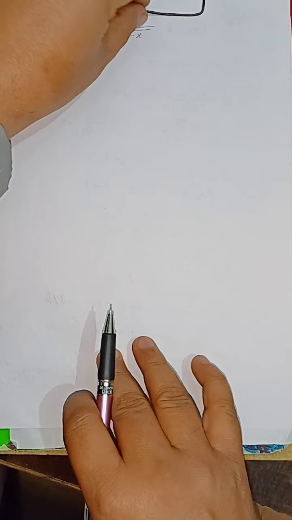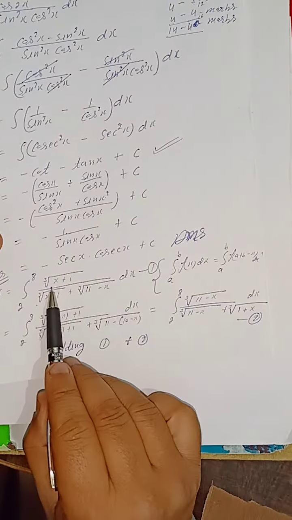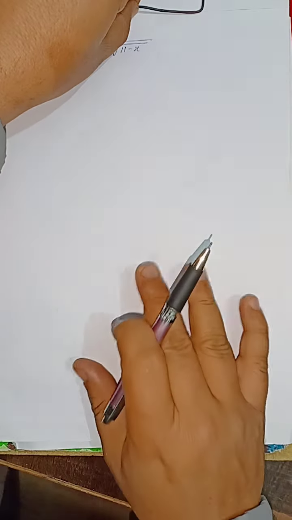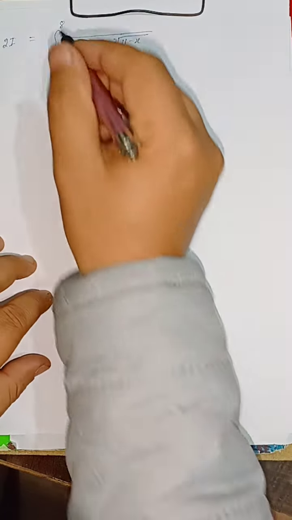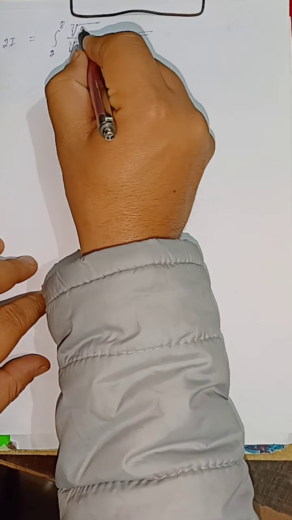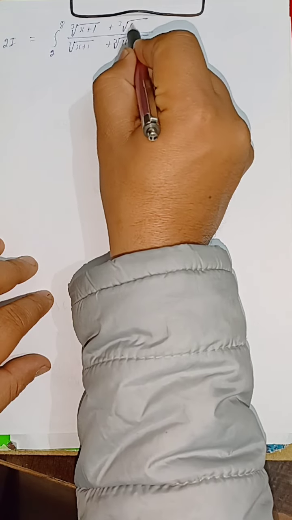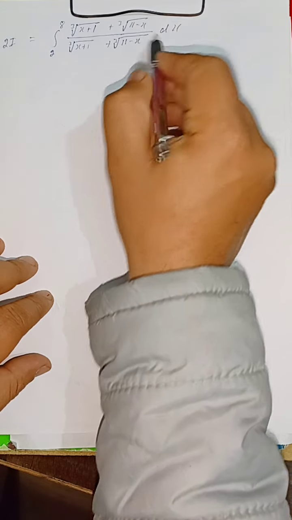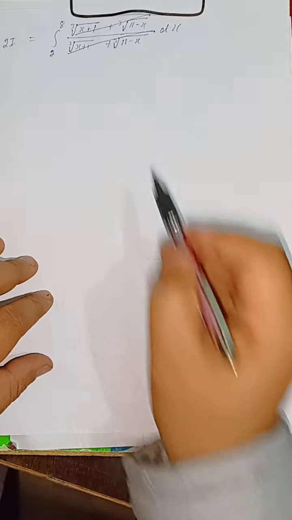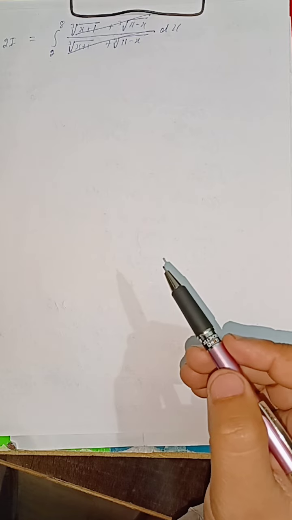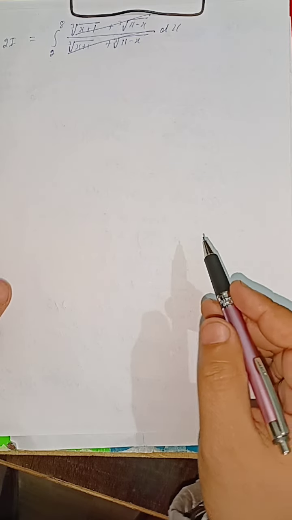When we add, as the denominators are the same, the numerator will be cube root of x plus 1 plus cube root of 11 minus x. So the numerator and denominator will cancel each other, as the terms in the numerator and denominator are the same.